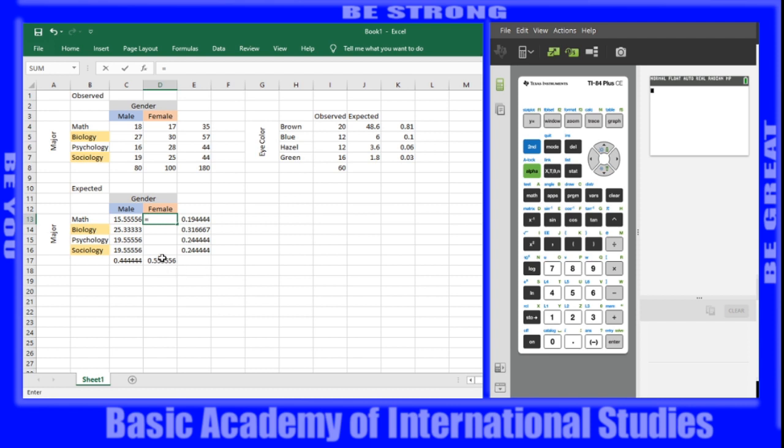Hopefully you just said this: the probability of being female times the probability of being in math. And then finally, times the total number of people. Setting it up so that these don't change once again, because I do not want to have to type this in over and over again. Enter.